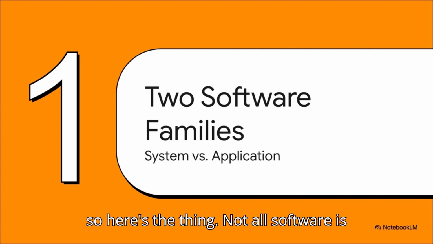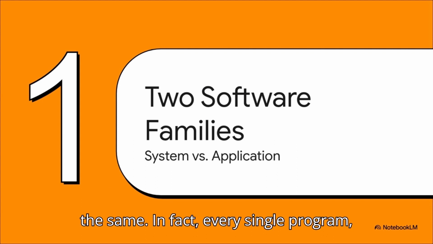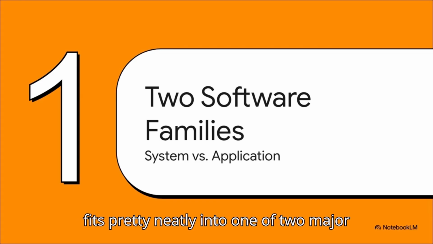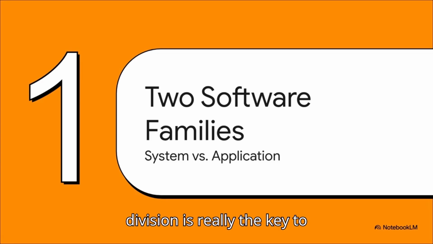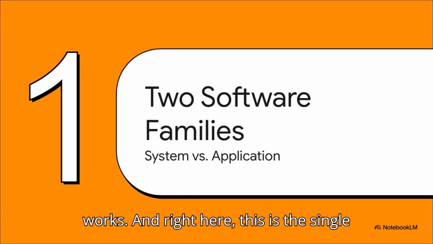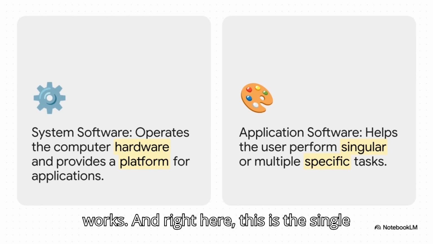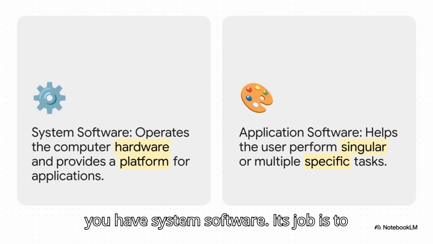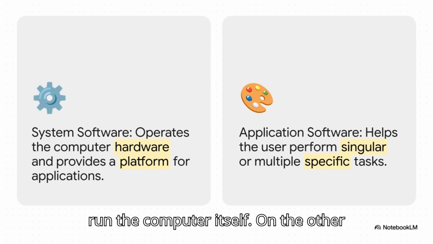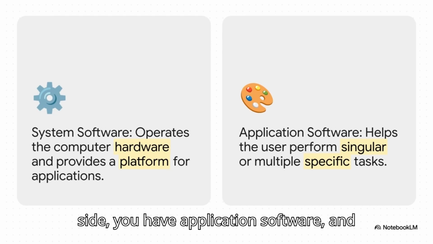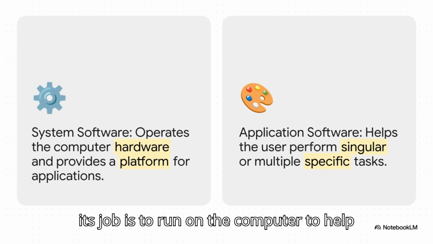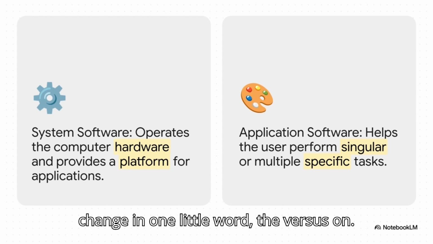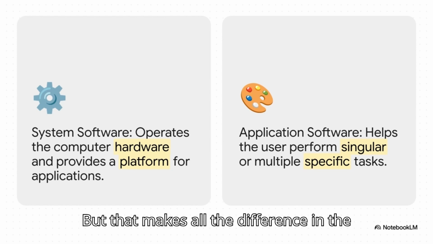Okay, so here's the thing. Not all software is the same. In fact, every single program, every app, every game you've ever used fits pretty neatly into one of two major families. And understanding this big division is really the key to understanding how your whole computer works. And right here, this is the single most important distinction. On one side, you have system software. Its job is to run the computer itself. On the other side, you have application software, and its job is to run on the computer to help you do stuff. See that? It's just a tiny change in one little word, the versus on, but that makes all the difference in the world.